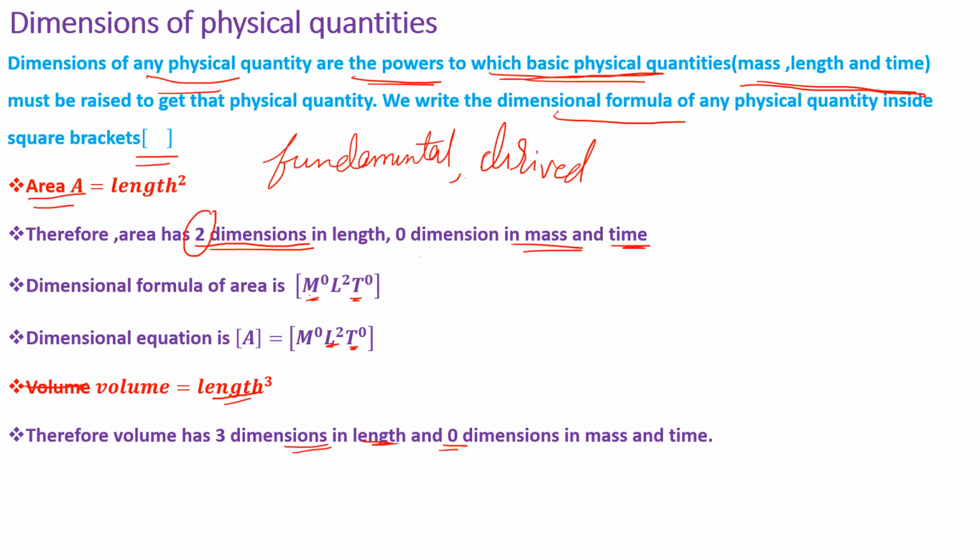It is independent of mass and time. So 0 dimensions in mass and time. That is the second example about volume. Let us discuss one more example, that is the dimensional formula of volume.